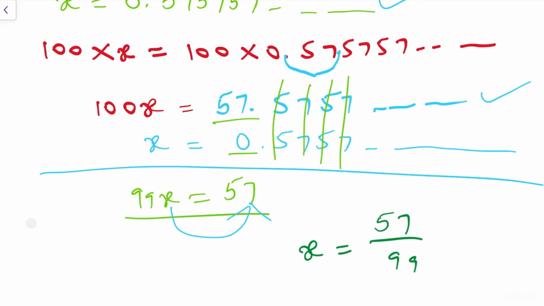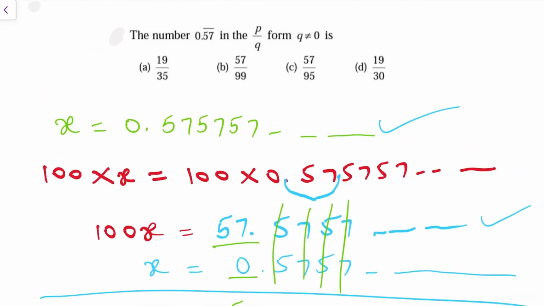Both will come in the 3 table. So let us check where it will come in 3 tables. 3 19s are 57. 3 33s are 99. So our final answer is 19 by 33.